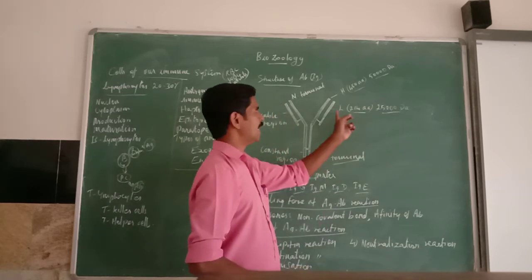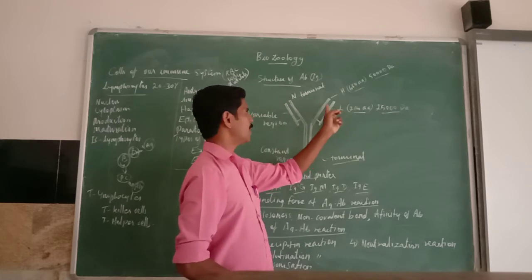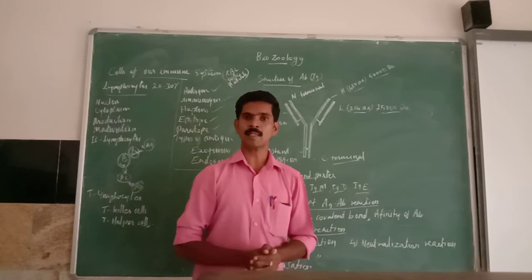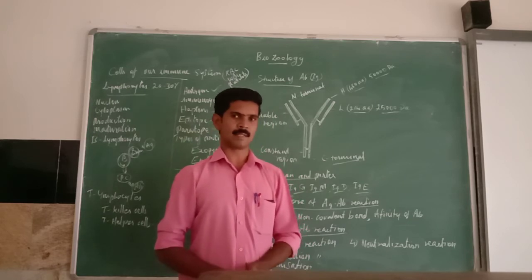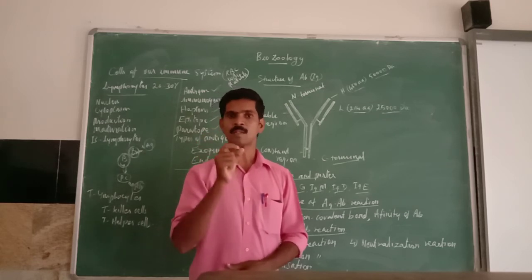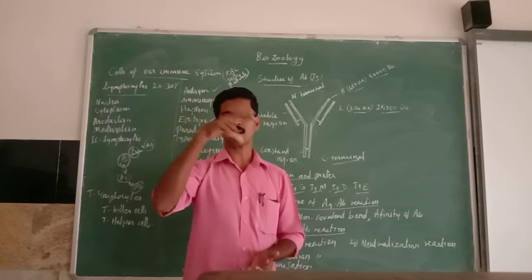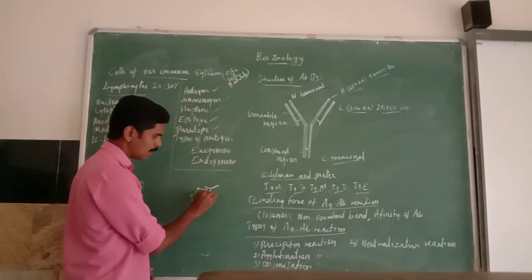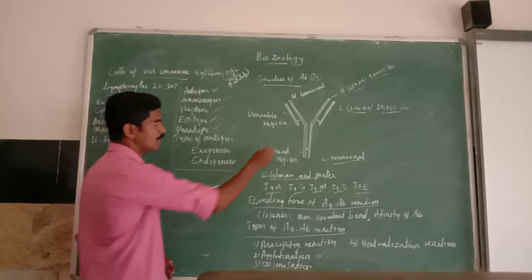Then listen to the next point very carefully. See, the variable regions of both light chains and the variable regions of both heavy chains together form an antigen binding site. In that antigen binding site only the antigens are fitted. Here I told you, these are the antigen determinants. In this region only the antigen determinants are fitted. The antigen and antibody make contact in this region. Okay, so this is the region.